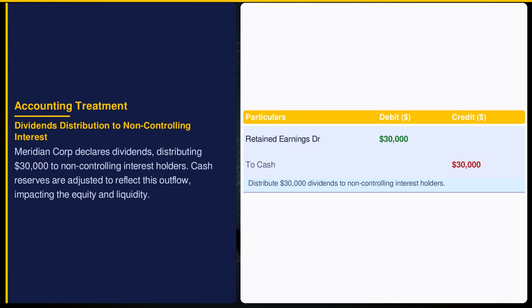Dividends to non-controlling interest recognize their right to profit sharing. Meridian Corporation debits retained earnings and credits cash for $30,000. This transaction, guided by Indian Accounting Standard 110, reduces equity and cash simultaneously, reflecting a responsible return of capital to minority investors, maintaining stakeholder trust and financial transparency.